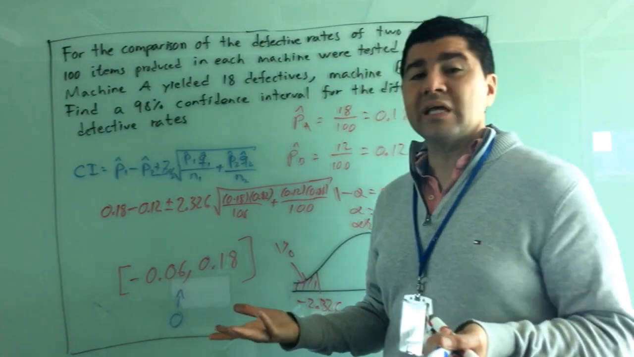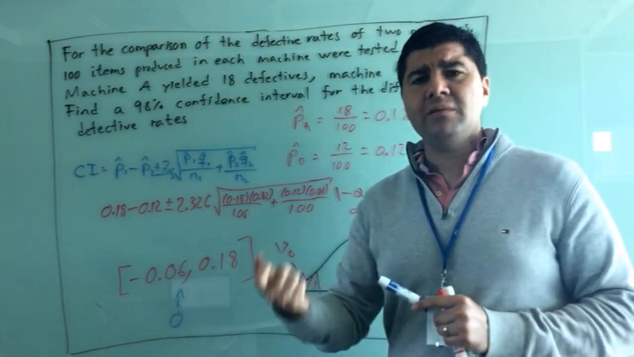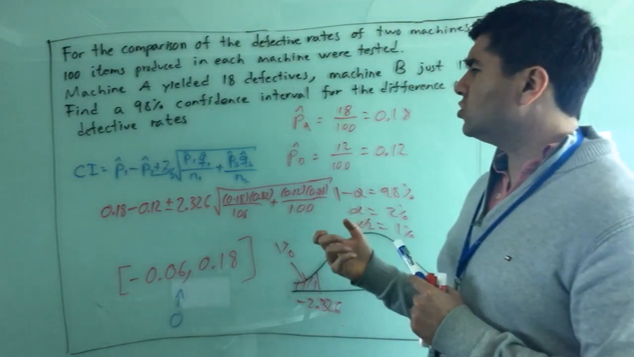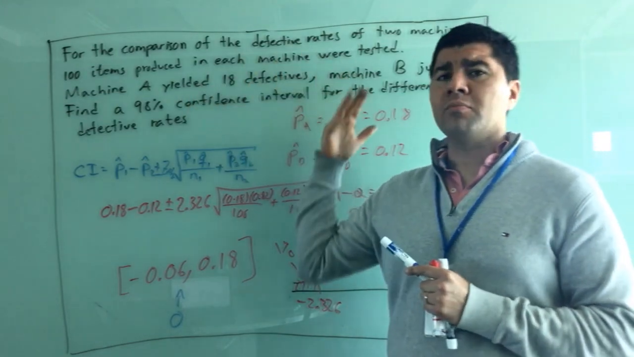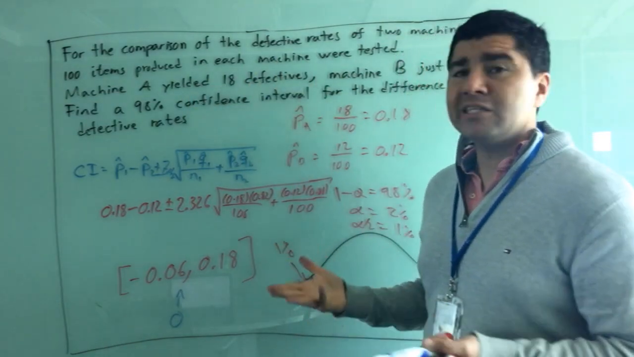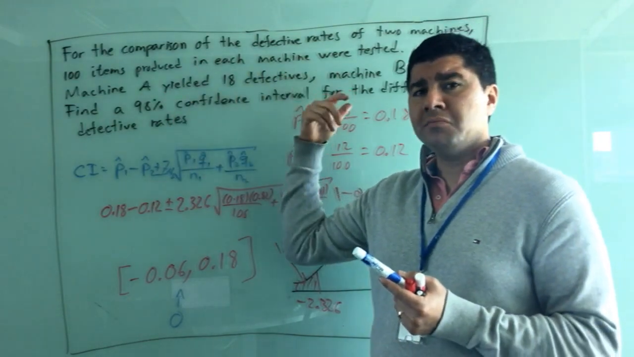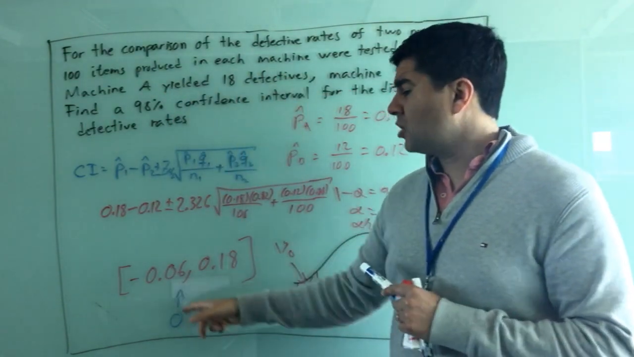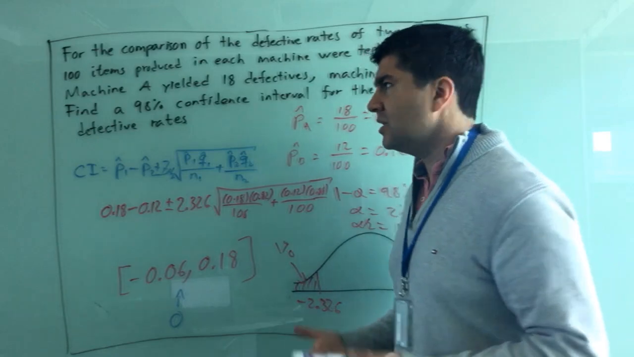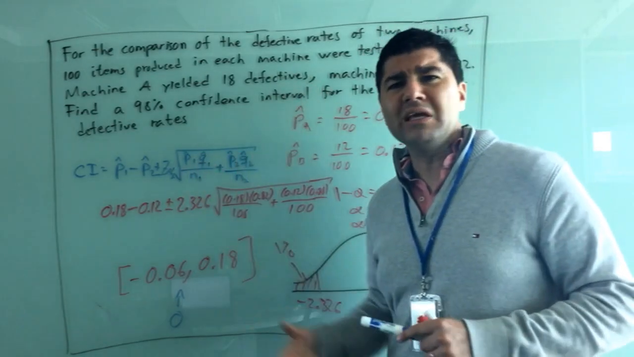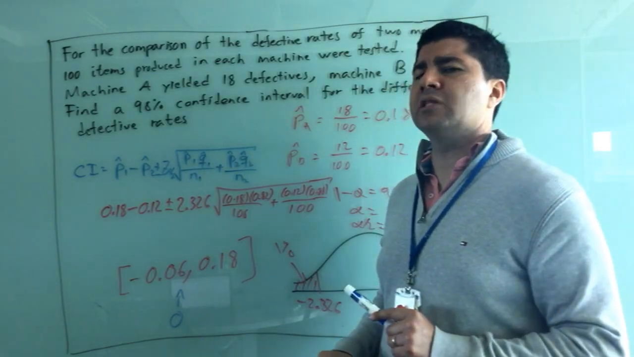Well, how can we use that information? If we have a certain amount of money and we want to use it to improve our machine A or machine B, will it be better to invest it in one or another? Not in this case, because they both have the same defective rates, so we can use the money on either of those and the result is going to be the same.